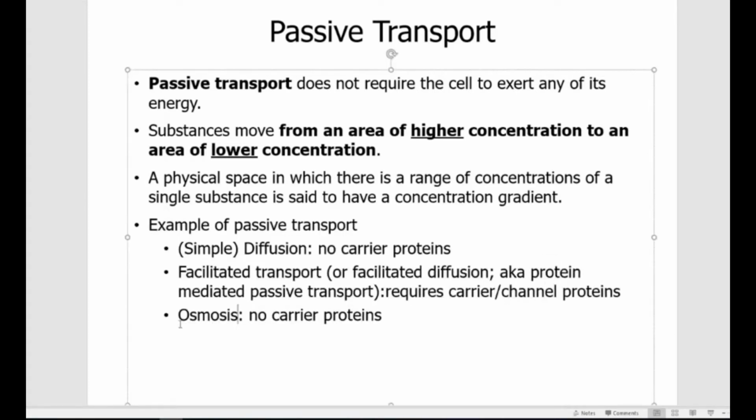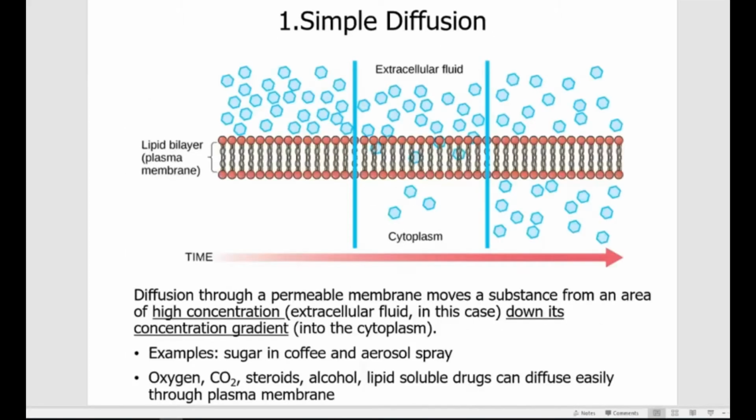The last type is called osmosis. So this is really about the passive transport of water. Okay, so that does not require any carrier proteins. So osmosis is really a special type of simple diffusion because it's really just a diffusion of water. Okay, so let's look at a couple examples.